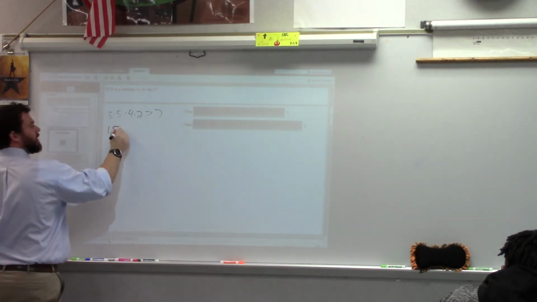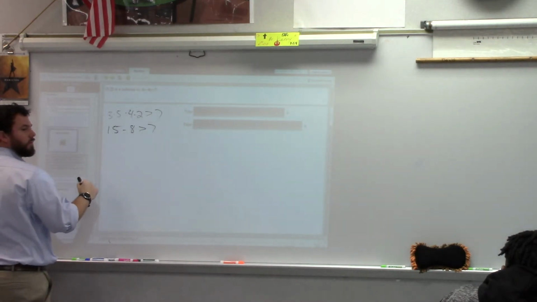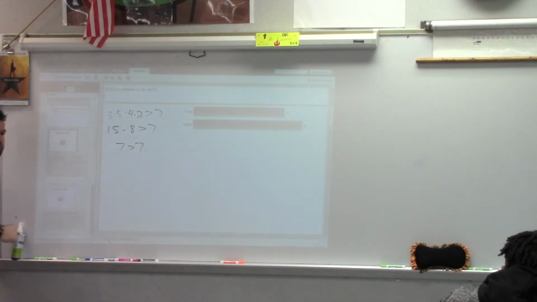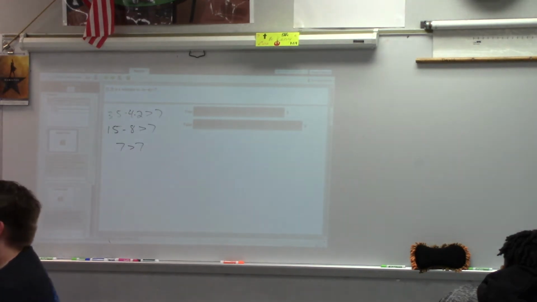All right, 15 minus 8 is greater than 7, right? And what is 15 minus 8? So is this where we were split? We got a 7 on both sides. For a solution, does that make the inequality true? No. So is that a solution? No. We need to be careful about that, right?